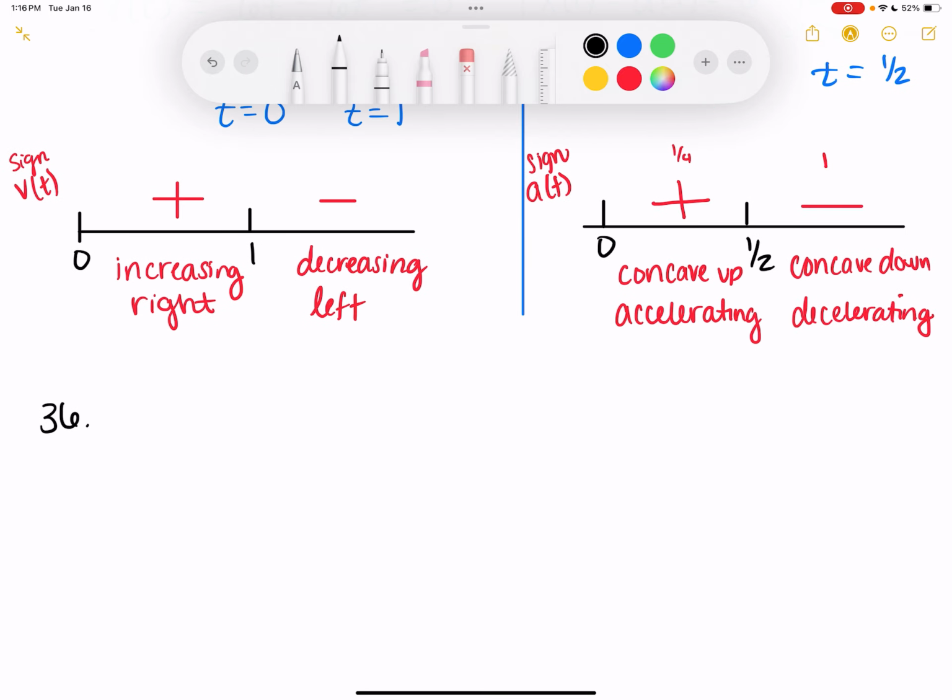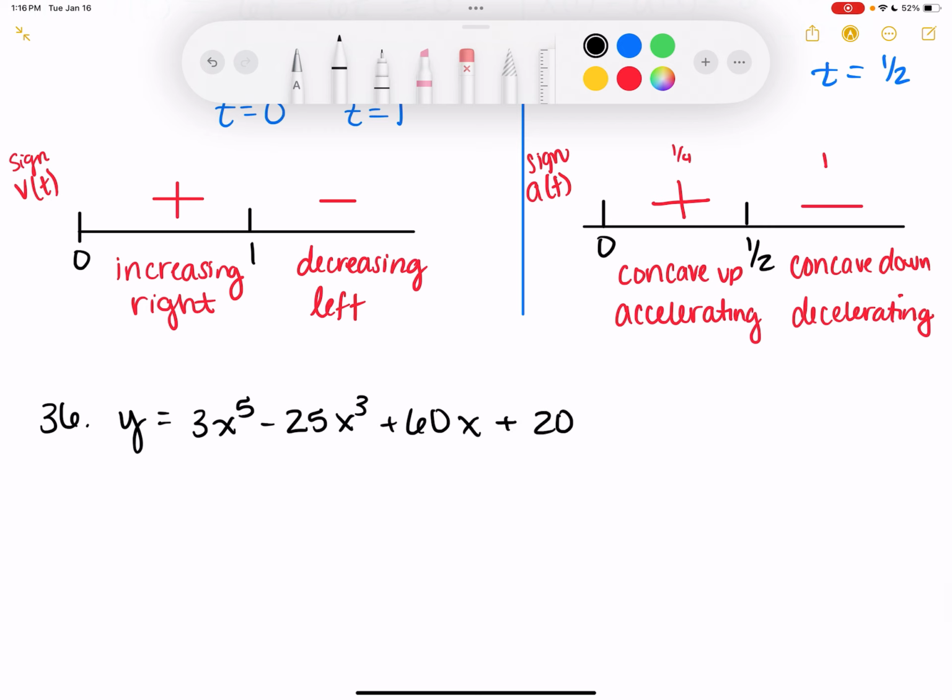All right, number 36. These ones say use the second derivative test, which we've fortunately been doing for 2 sections now, to find the local extrema for the function. So I'm going to do one that's a little harder than what we've been doing, just so that we understand. 3x to the 5th minus 25x cubed plus 60x plus 20.